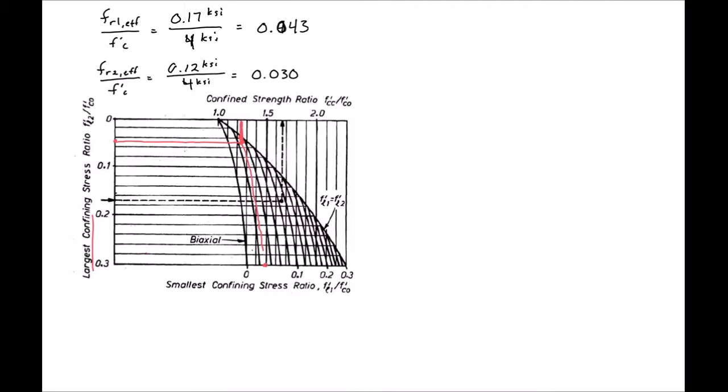confined strength ratio. So I assumed here that our confined strength ratio, so our F prime CC, equaled 1.22 times F prime C. So we're getting a 22% increase in our strength with confinement. So in our case, we'll have 1.22 times our 4 KSI, and we'll find our F prime CC to equal 4.88 KSI.